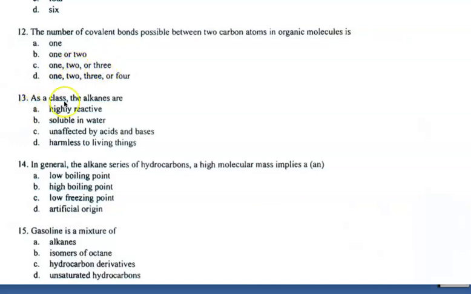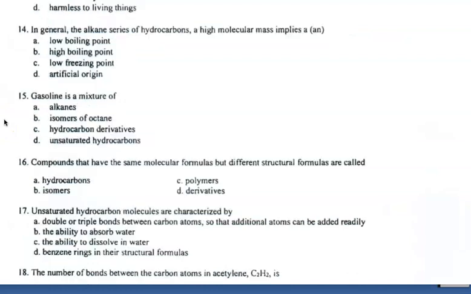13, as a class, the alkanes are highly reactive, soluble in water, unaffected by acids and bases. The best answer is C, unaffected by acids and bases. 14, in the alkane series of hydrocarbons, a high molecular mass implies a high boiling point. So the answer there is B, high boiling point. 15, gasoline is a mixture of alkanes. A.